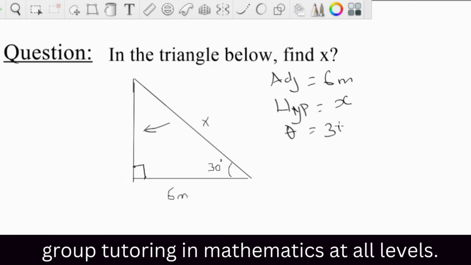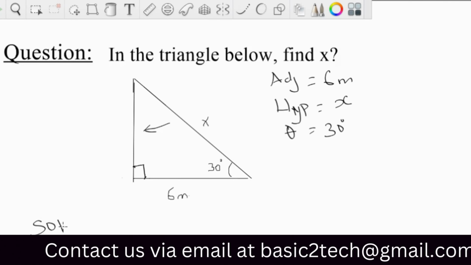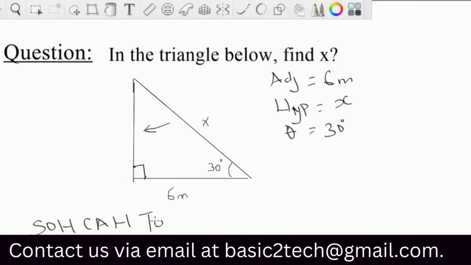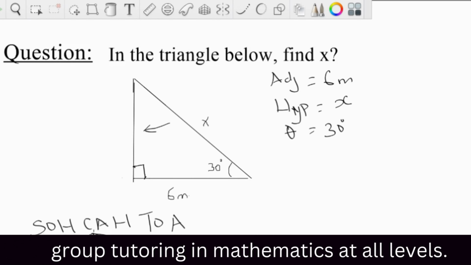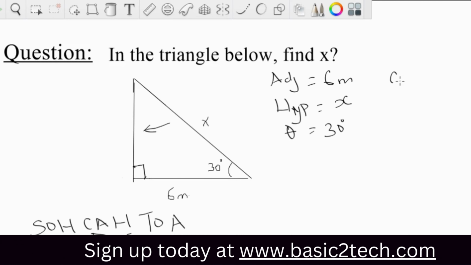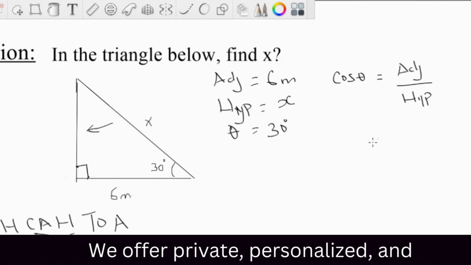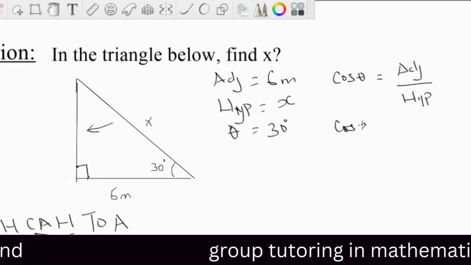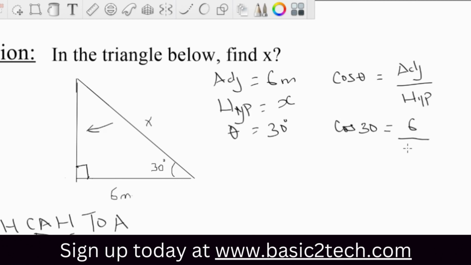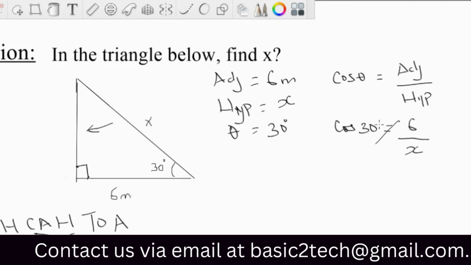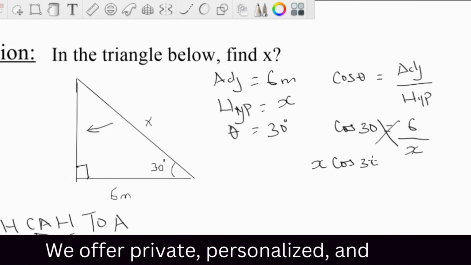Our angle is 30 degrees. Again, we can set up the equation using our mnemonic, which is SOHCAHTOA. Here we are given adjacent and hypotenuse. That goes for cos. So what we use in this case is the cos ratio, which is cos theta equal to adjacent over hypotenuse. So we have cos 30 equal to adjacent, which is 6, over our hypotenuse, which is unknown, x. What next is that we cross multiply. So we have x times cos 30 equal to 6.